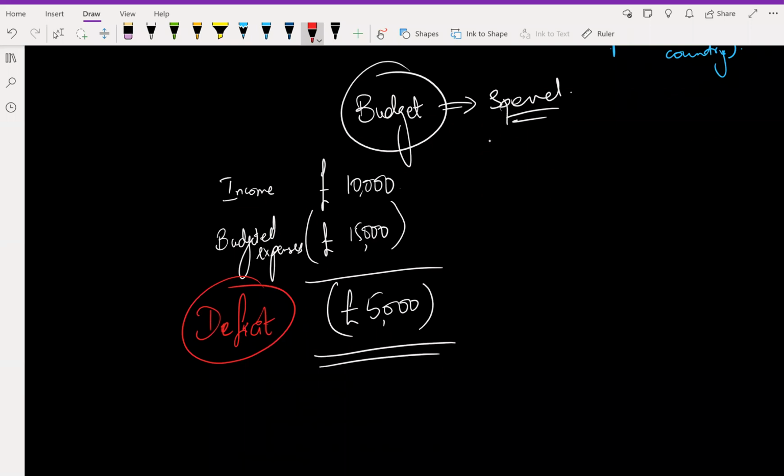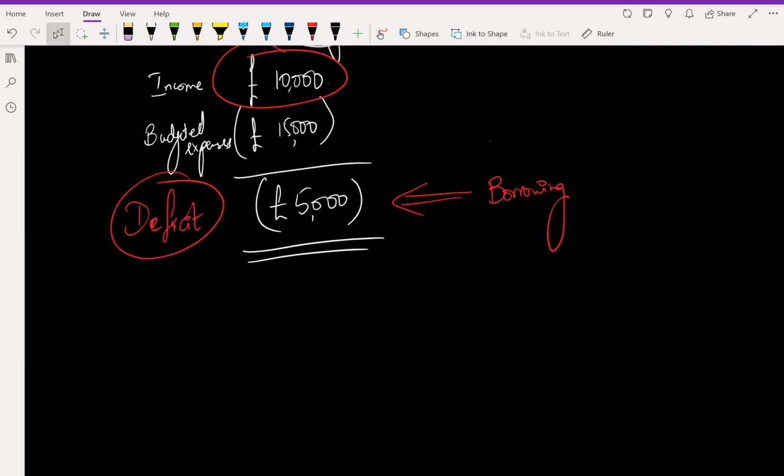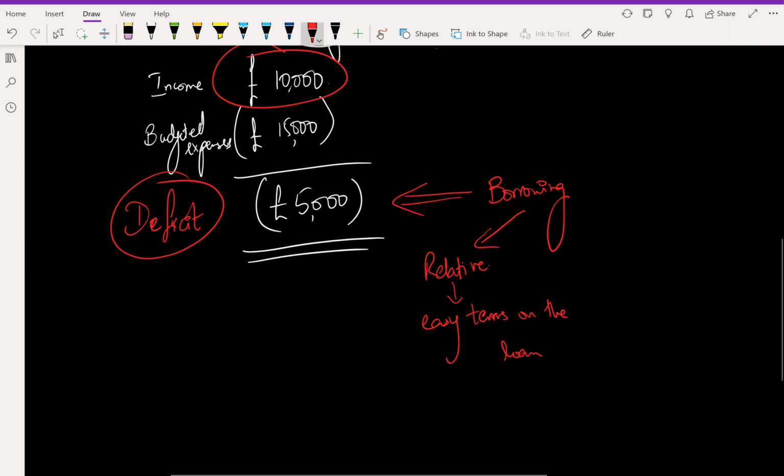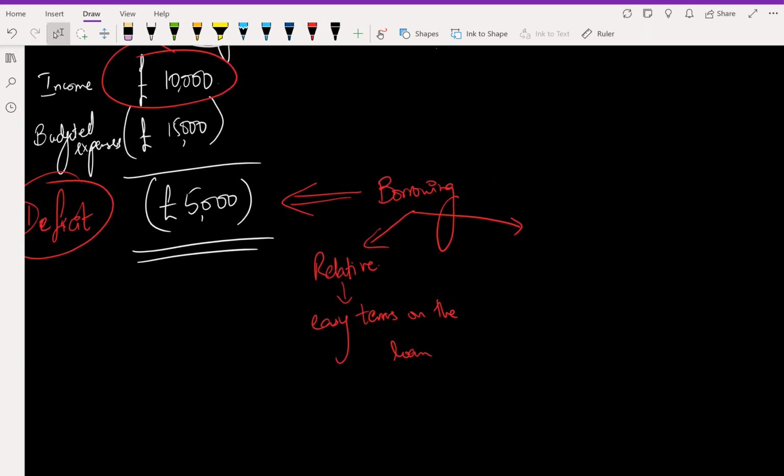Borrowing. Okay. Now, see, one thing is you can increase your income, but for now, we'll assume that that's limited. You can only earn 10,000 pounds, not more than that. So what you'll do is, in short term, you'll borrow. Now, there are two types of borrowings. One, you can borrow from your relative who is very close to you and will give you easy terms on borrowing, easy terms on the loan. That's one thing.